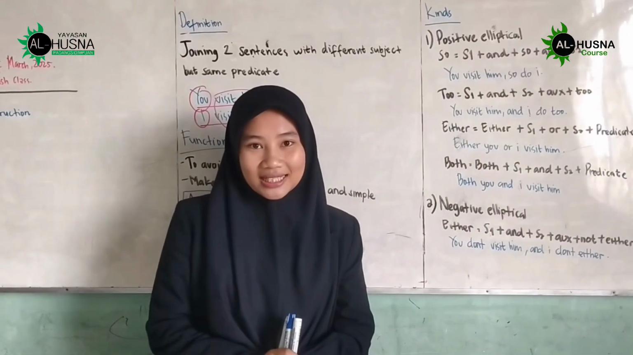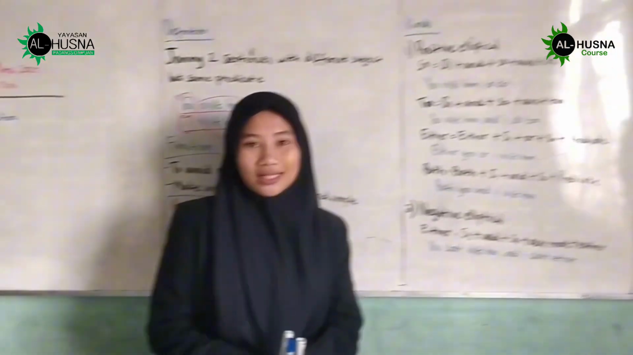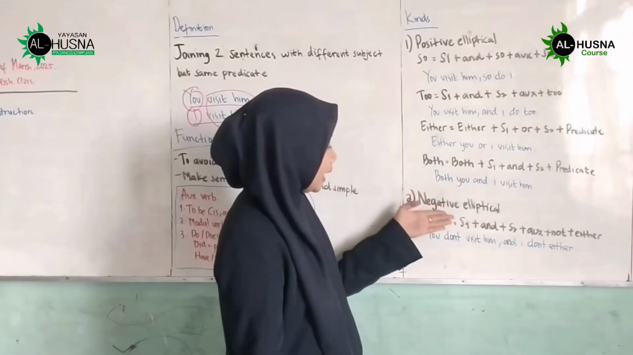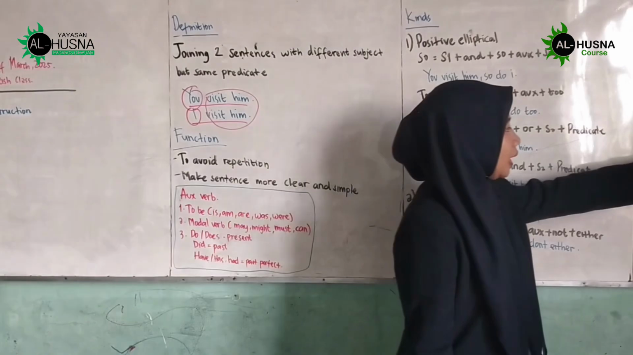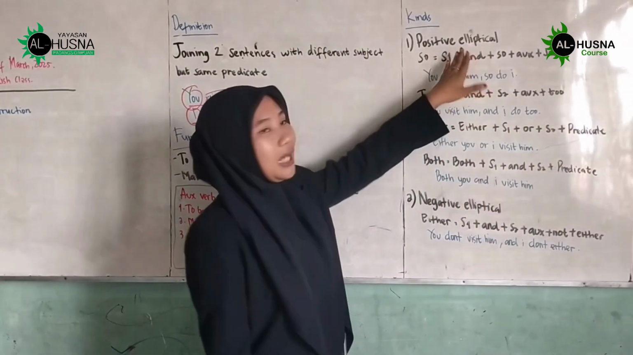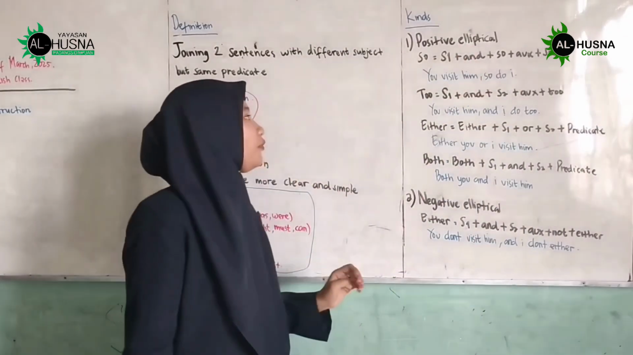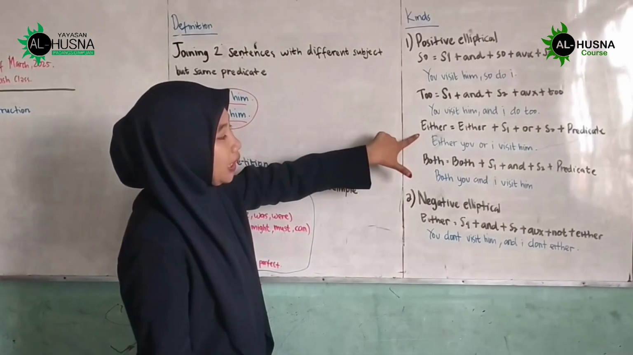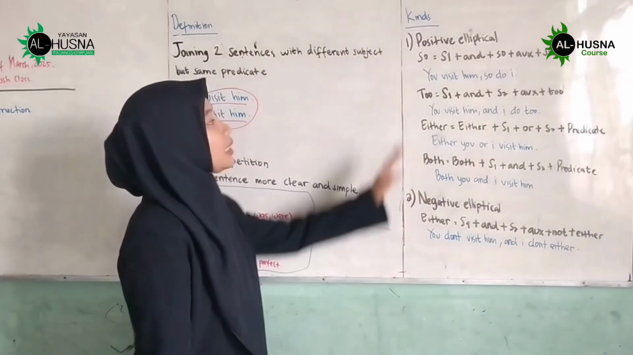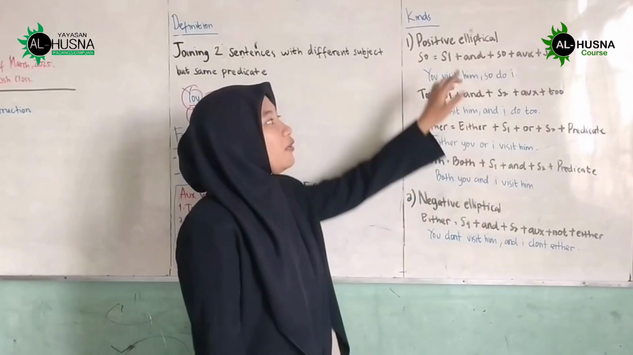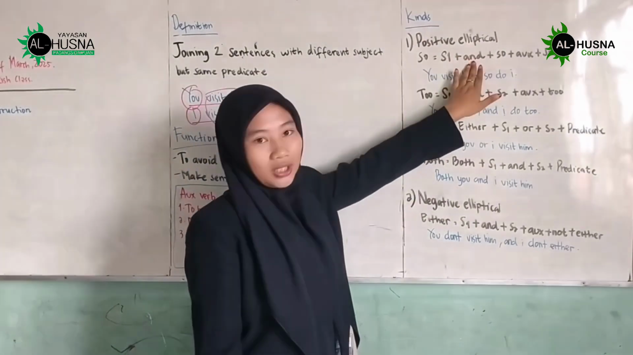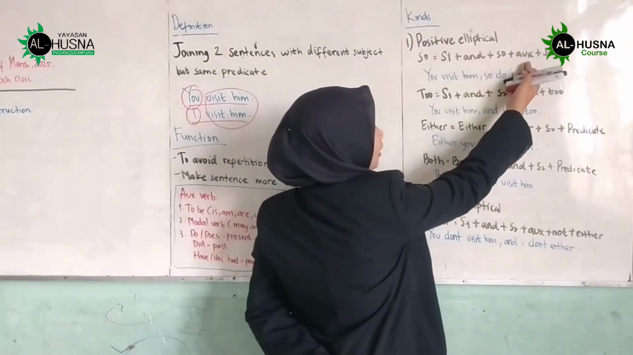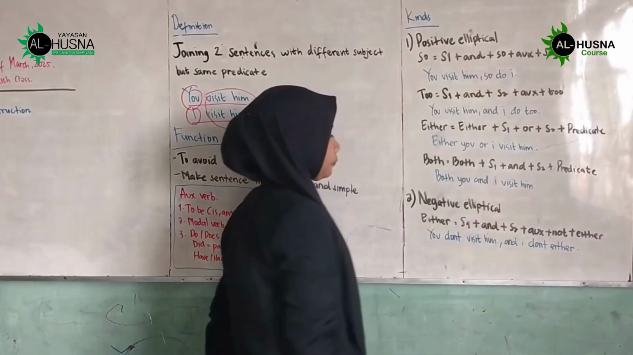There are three kinds of elliptical construction. The first is positive elliptical, negative elliptical, and contrary elliptical. Positive elliptical is divided into four types: so, too, either, and both. First, so, which forms first sentence plus conjunction and, so, auxiliary verb, and the second subject.